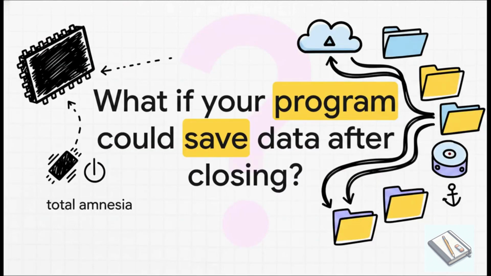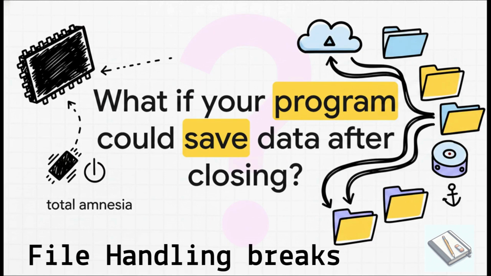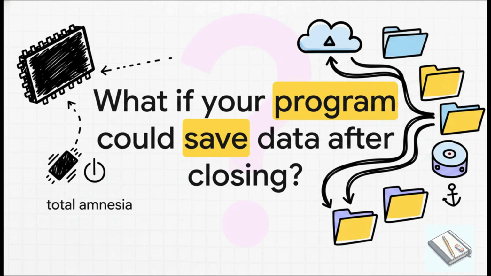So what if your Java or C program could save data even after it closes? Normally when you run a program, its variables and data just live temporarily in RAM. The exact moment that program ends, it suffers from total amnesia. It's worse than a digital goldfish. Everything is just wiped completely clean. But that is exactly where file handling becomes incredibly powerful. It interrupts that amnesia. It gives your software the ability to leave a lasting footprint.